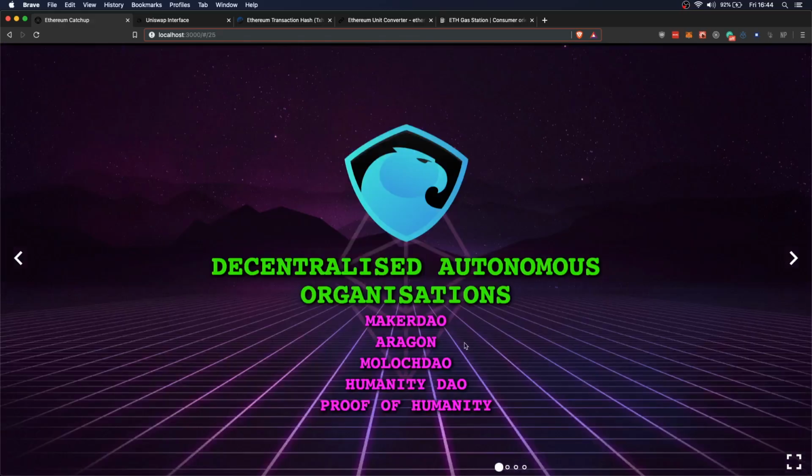Decentralized autonomous organizations, those are just like what I was speaking about earlier in terms of having MakerDAO voting on the price feed of Ether so that they can have a stable coin at the end of the day. These are a few other interesting ones in case anybody wants to look any of them up.